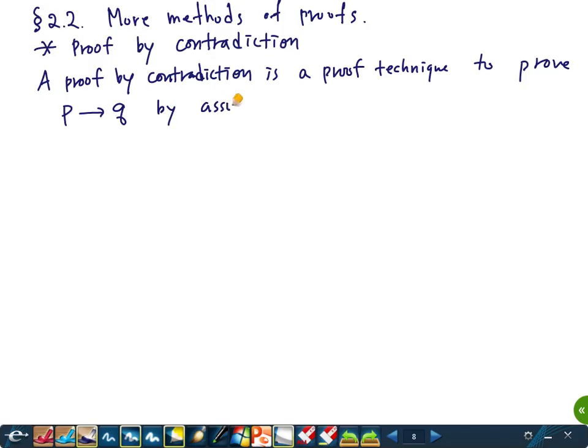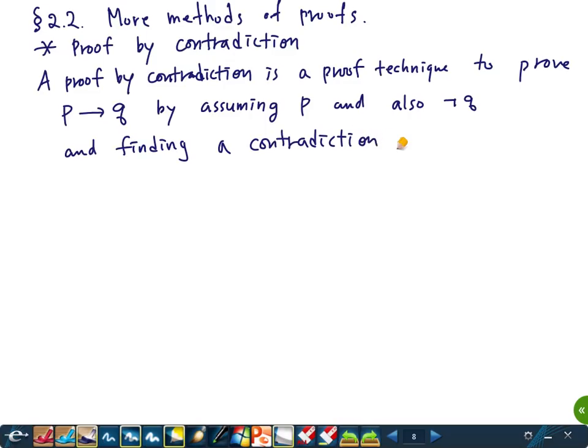By assuming P and also not Q, and finding a contradiction. So what is a contradiction? A contradiction is a statement that can never be true. Something like this. Like R and not R. So this is a constant contradiction. R and not R is always false. Whether R is true or false doesn't matter, it's always false. So we obtain something that is always false, a contradiction.